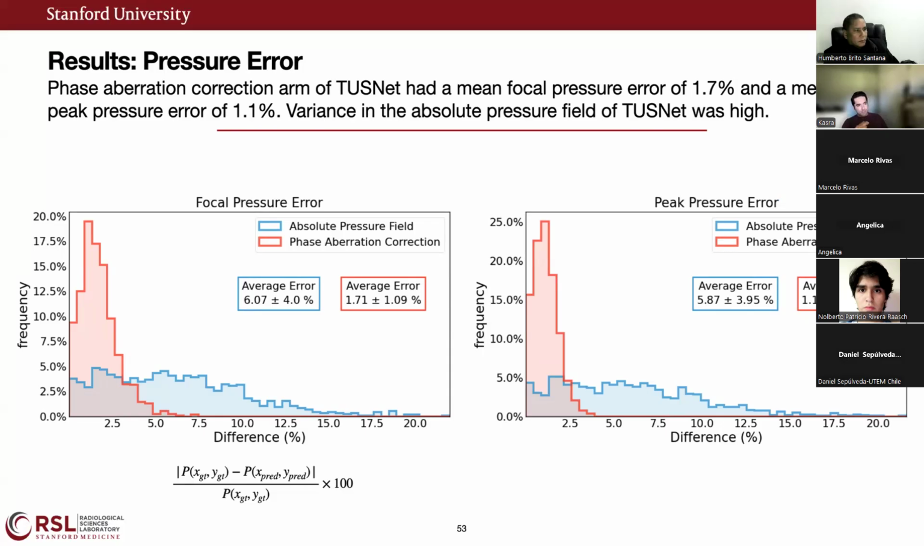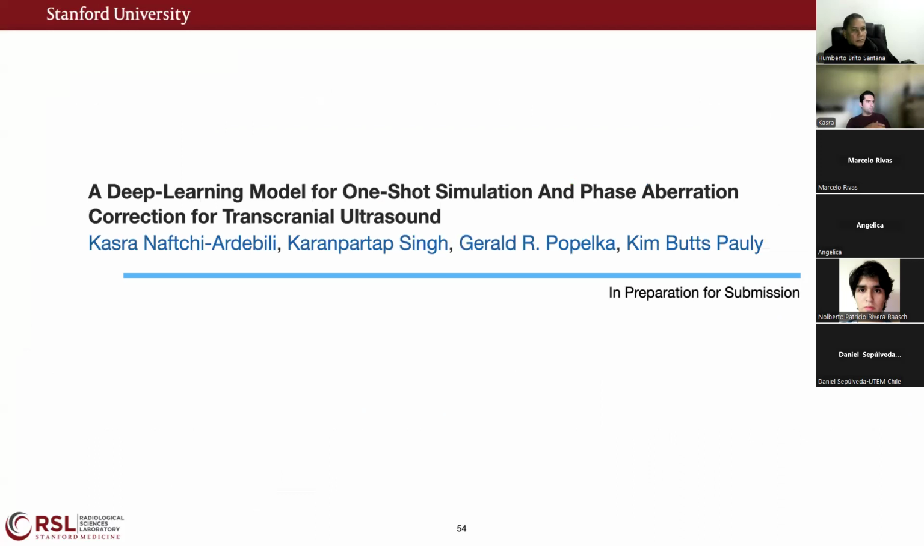And there's another metric that we have to look at, which is the peak pressure error. And this is important because it could be the case that our algorithm is off and the maximum pressure that we are getting is actually not even at the focus. It's somewhere off focus. So we have to also look at what's the peak pressure, irrespective of whether it is at the focus or not. And the details of this work are in preparation for submission.